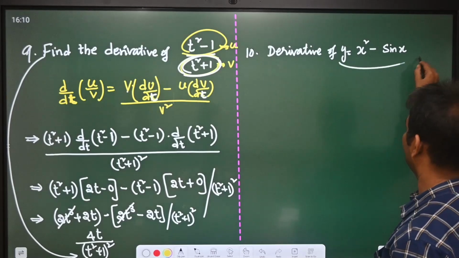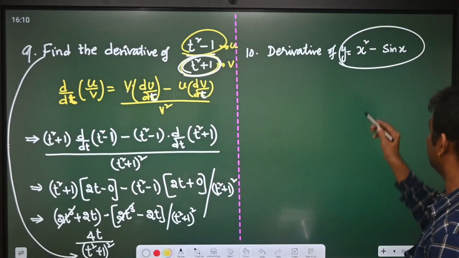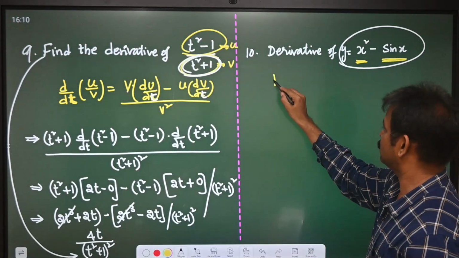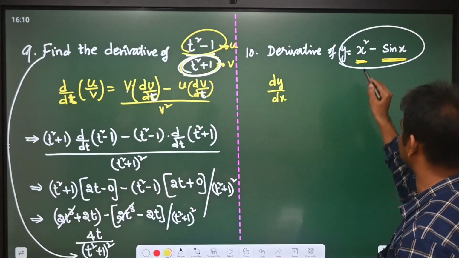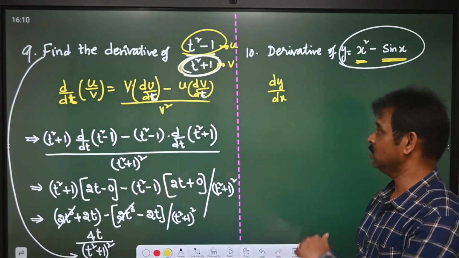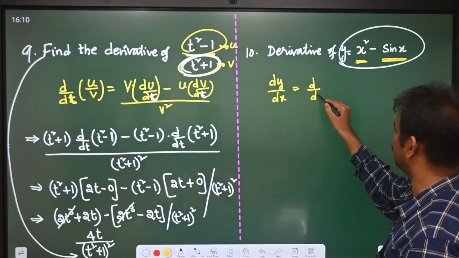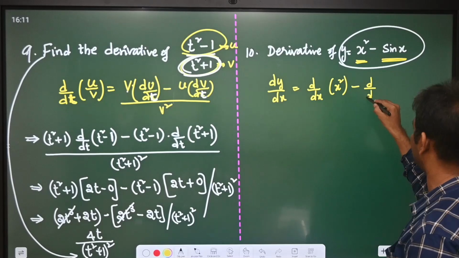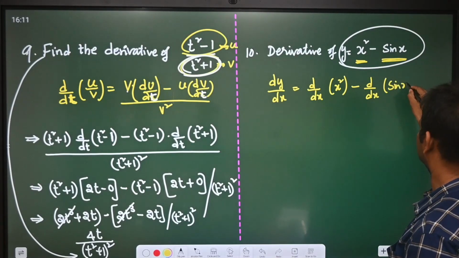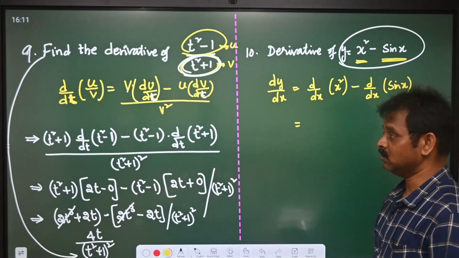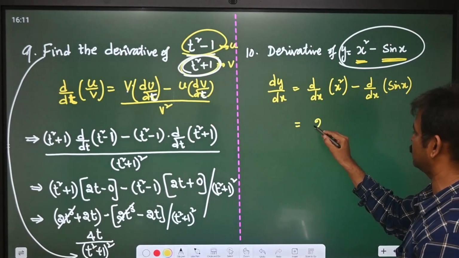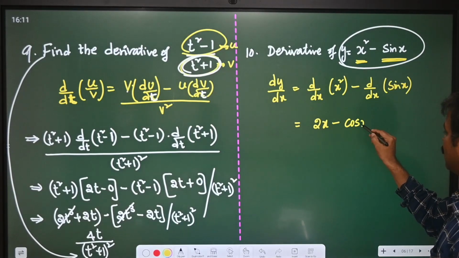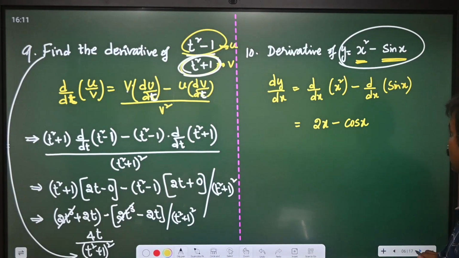Now the derivative of y is equal to x square minus sin x. Here also we have two different terms. This is the first term, this is the second term. So dy by dx, because both can be differentiated with respect to x, is given by d by dx of x square minus d by dx of sin x. Now you can write, this is a fundamental formula, the derivative of x square is 2x minus the derivative of sin x, which will become cos x. So this is the 10th problem.